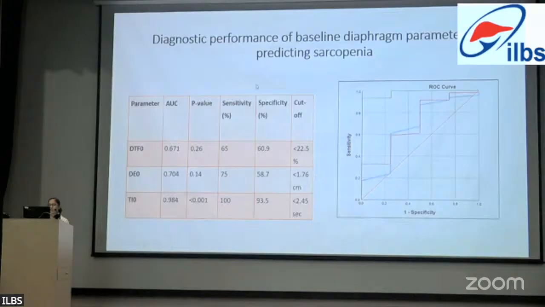And this is the table showing the diagnostic performance of baseline parameters in predicting sarcopenia, where we have seen that DTF and DE had no significant correlation. The only novel marker is TI0. It has a positive correlation with an AUC of 98% and a cutoff of less than 2.45 seconds, with a sensitivity of 100% and a specificity of 93%. This is the ROC curve depicting the same.